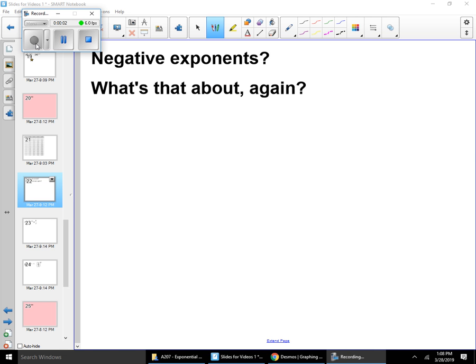Negative exponents, well, that's kind of weird. So one way I like to talk about negative exponents is to first build a table with positive ones. 2 to the first, well, that's 2. 2 squared, well, that's 4. 2 cubed, well, that's 8. And usually when we think about exponents, it's going this direction.